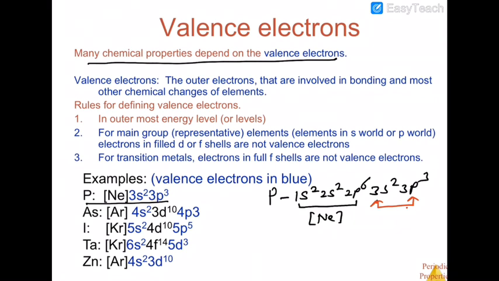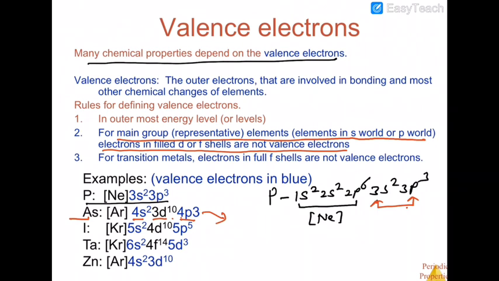Now remember that for main group representative elements of s and p block, electrons in filled d and f are not taken as valence electrons. In arsenic also, you have 4s2, 3d10, 4p3. Now 3d10 should not be taken as valence electron. In that case, in arsenic, the valence configuration should be taken as 4s2, 4p3. The 3d electrons should not be taken as valence electrons.